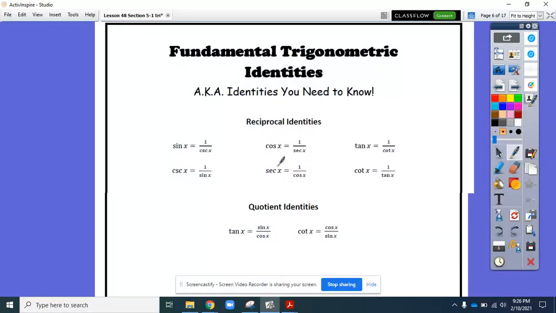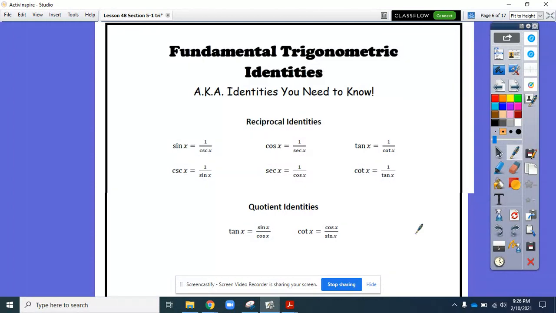Second set, again, we know cosine and secant are reciprocals, so you could write cosine as 1 over secant, secant as 1 over cosine. Same thing with tangent and cotangent, using the fact that they're reciprocals. All right, so these are really just, hey, you can rewrite any function as 1 over its reciprocal. Then we have our quotient identities.